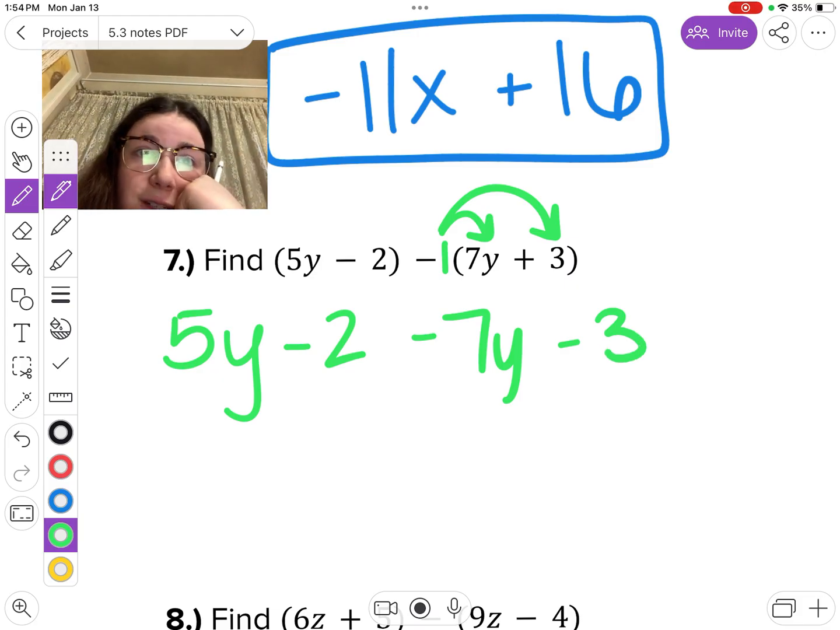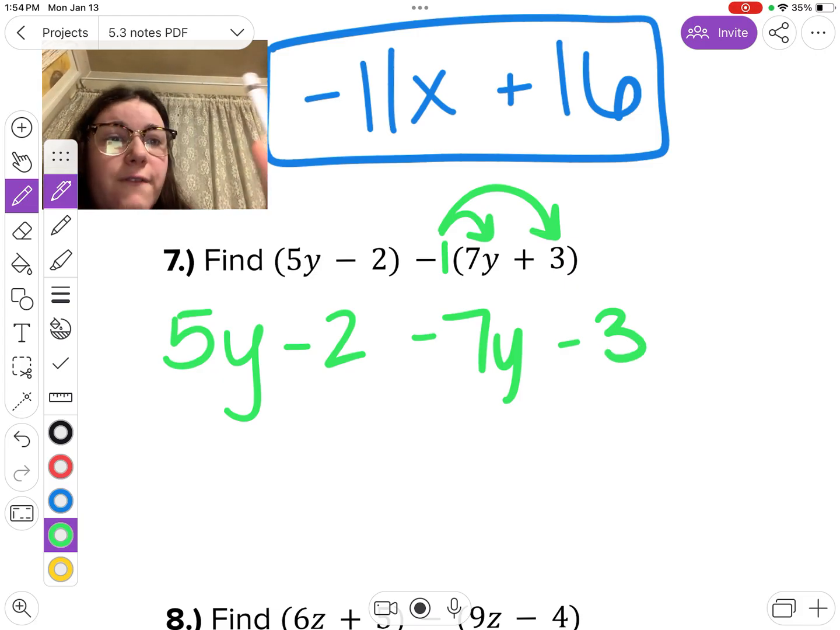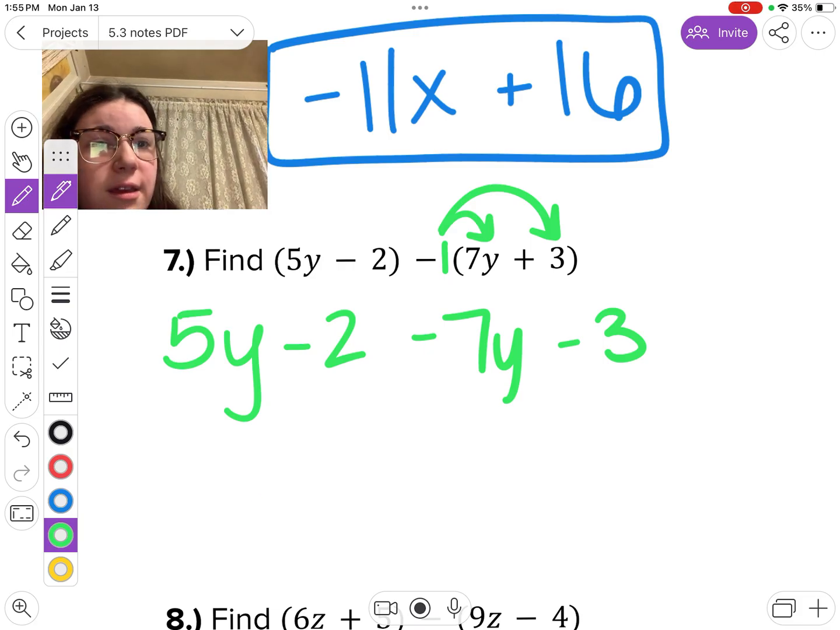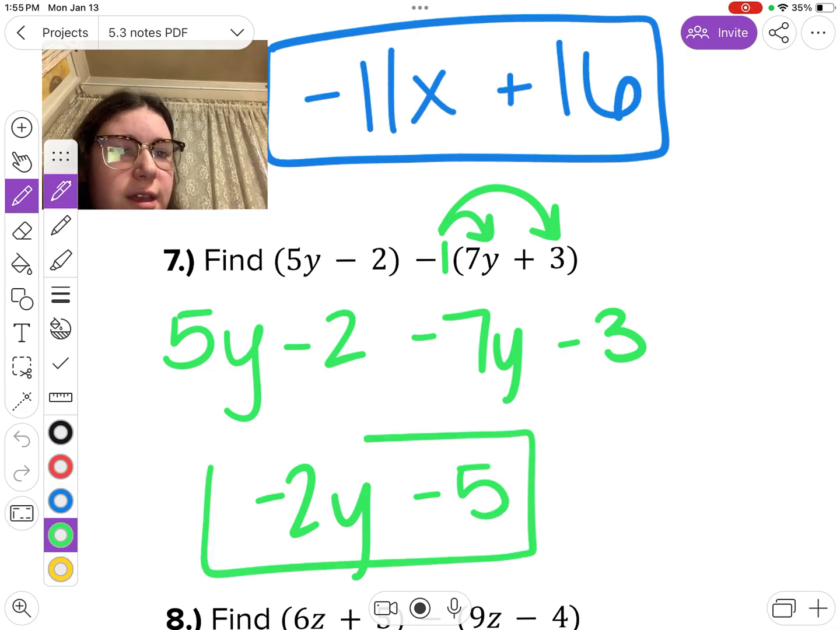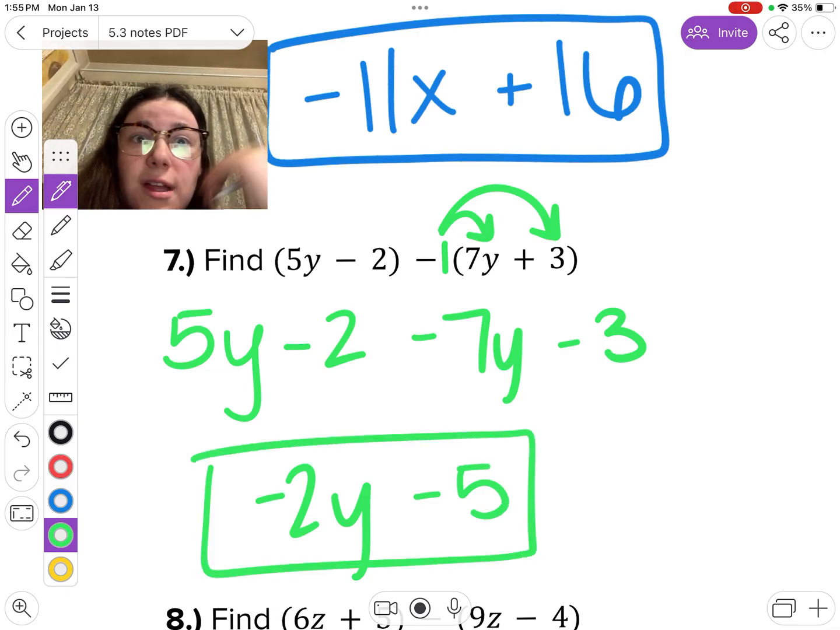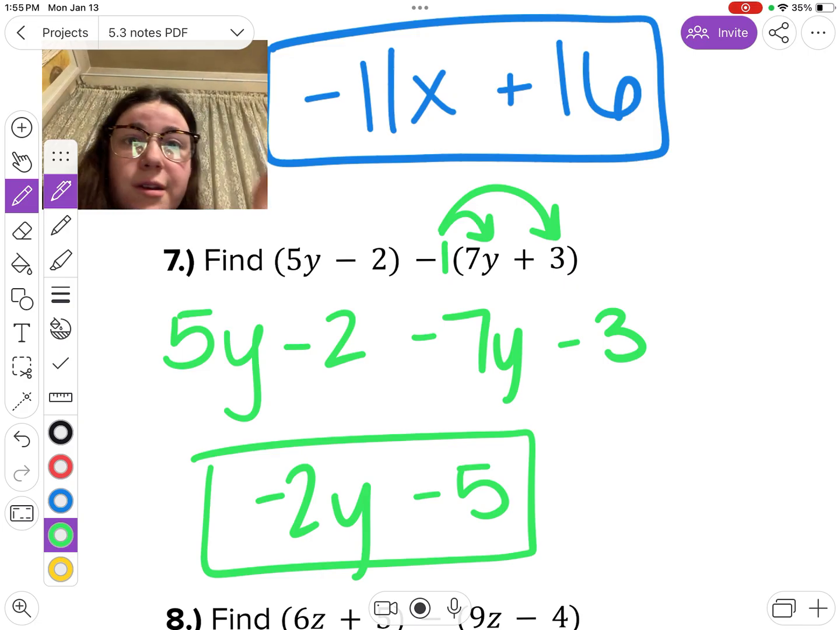We're almost done. We just now have to combine like terms. 5y minus 7y gives us negative 2y. And then negative 2 minus 3 is negative 5. Can no longer combine anything else. So that's our answer. And then we're good.